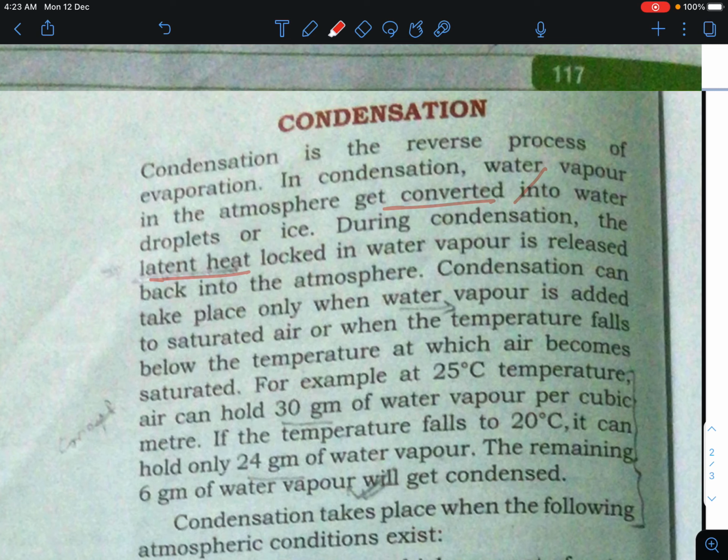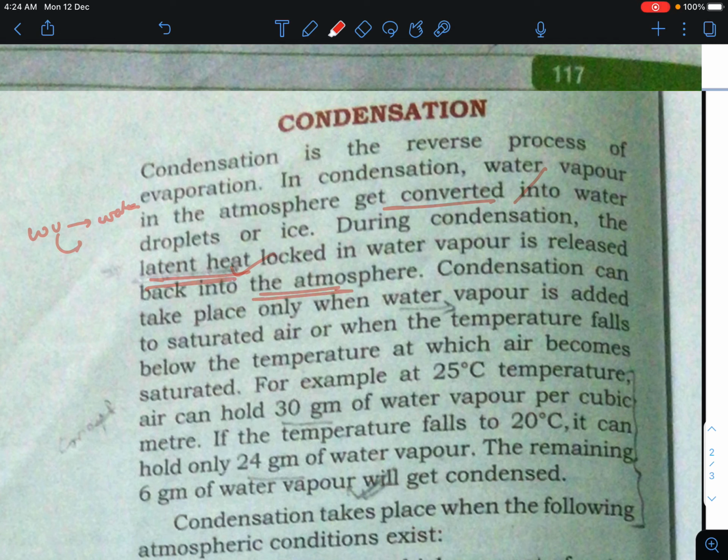Now in the reverse process of evaporation, condensation, water vapor is converted into water. In this process the energy is released, and that energy is called the latent heat. It is released into the atmosphere.